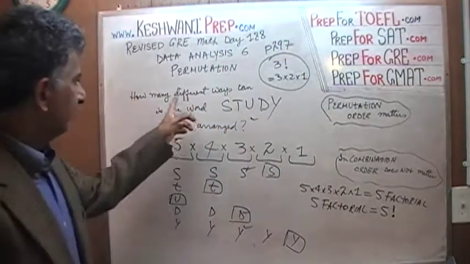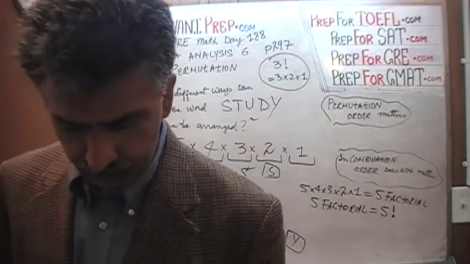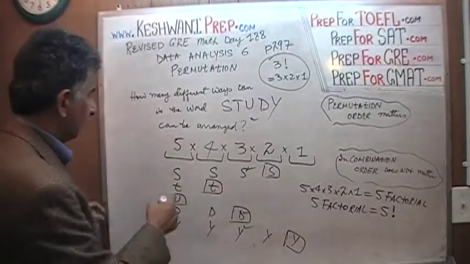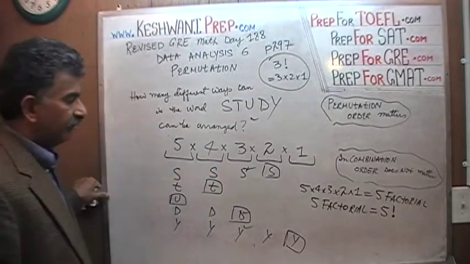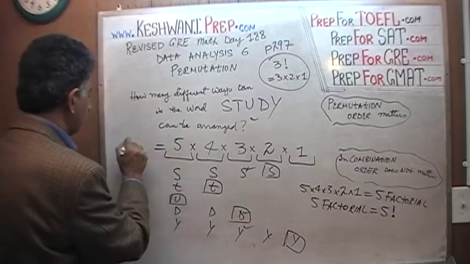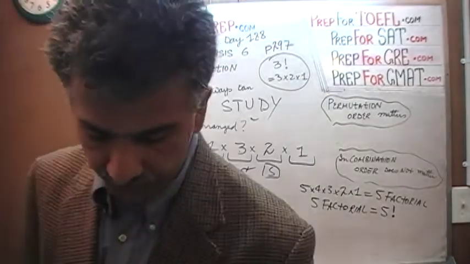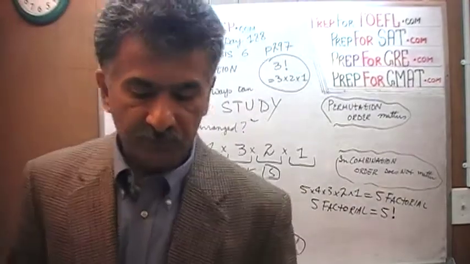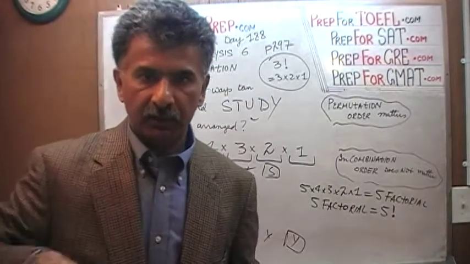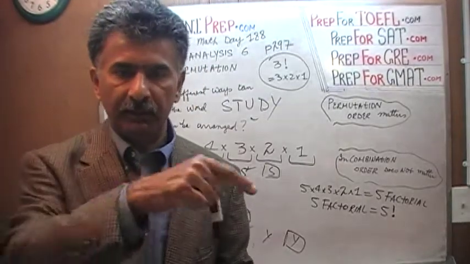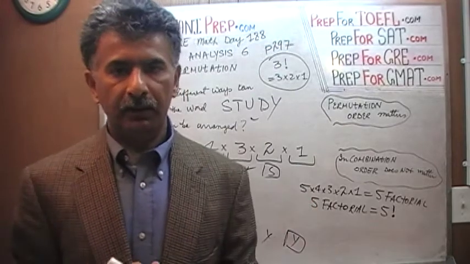Here the answer to that question is 5 factorial. And of course, whatever that works out to be, that's our answer. 5 times 4 is 20, 20 times 3 is 60, 60 times 2 is 120. There are 120 ways we can arrange these 5 people on 5 chairs. Think of these as 5 people to be seated on 5 chairs around a dining table. There are 120 ways.